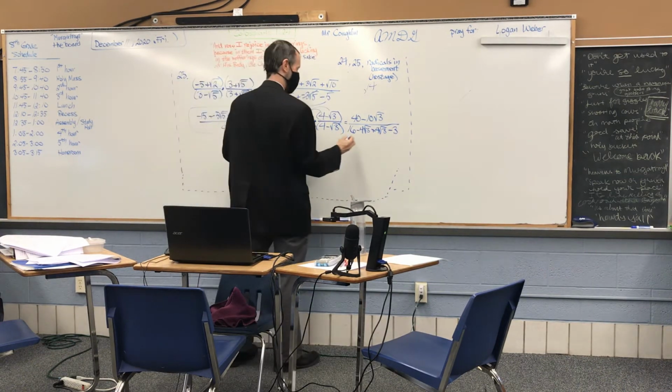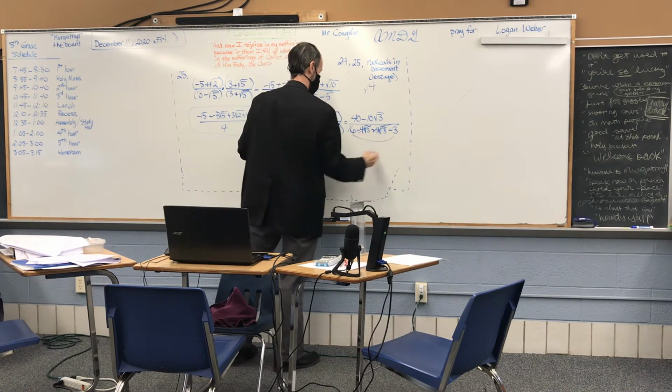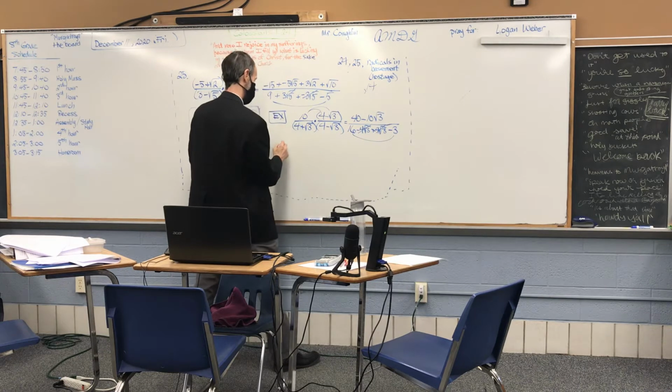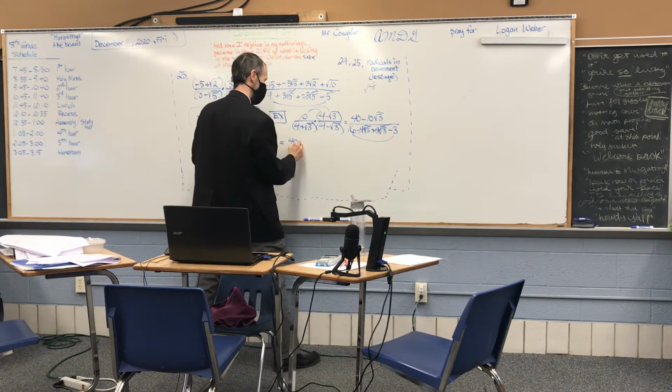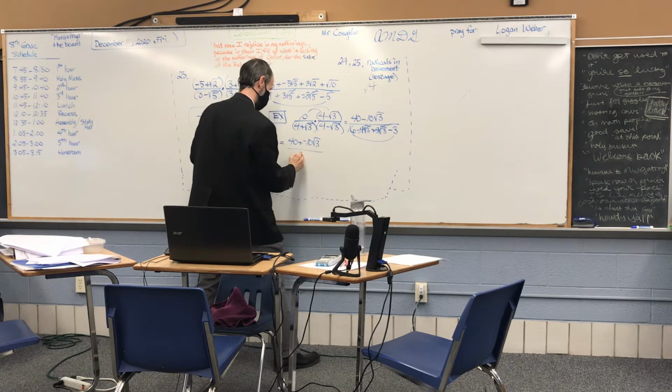Negative 4 radical 3 plus 4 radical 3 cancel. Good. And then we have 16 minus 3, which is 13. Right. So you got 40 plus negative 10 radical 3, all over 13.